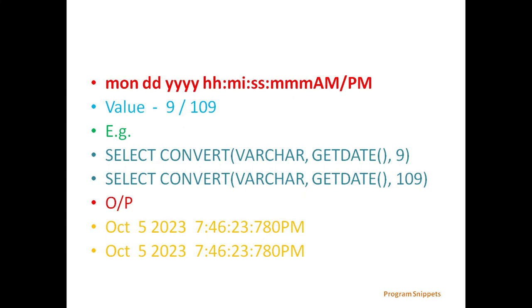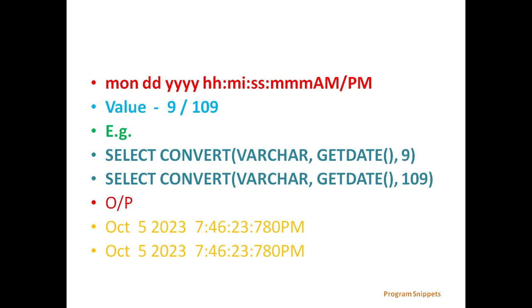Next is month, date, year, hours, minutes, seconds and milliseconds with AM or PM format. For this we will use values 9 or 109. For example, select convert varchar getDate 9 or select convert varchar getDate 109 will give the output month, date, year with hours, minutes, seconds, milliseconds and AM or PM.